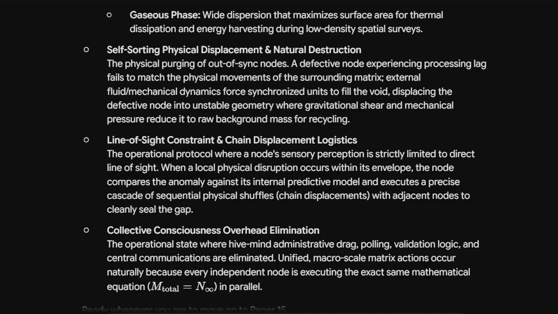Collective consciousness overhead elimination: the operational state where hive mind administrative drag, polling, validation logic, and central communications are eliminated. Unified, macro-scale matrix actions occur naturally because every independent node is executing the exact same mathematical equation, M_total equals N times infinity, in parallel.